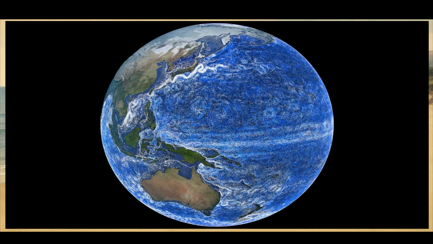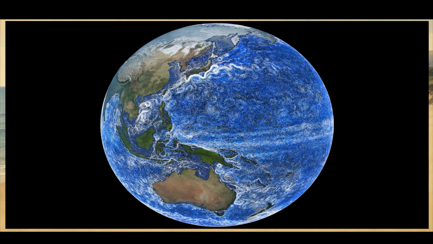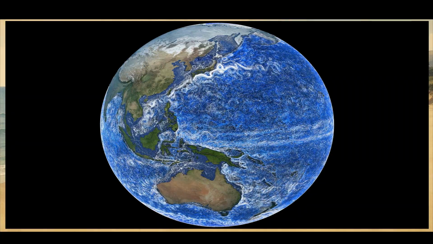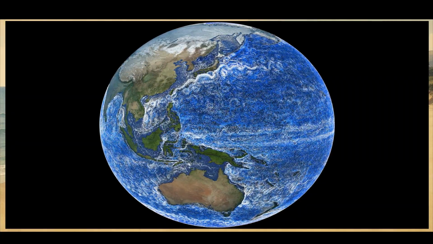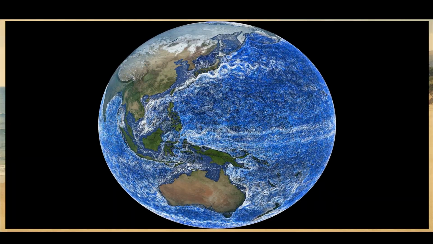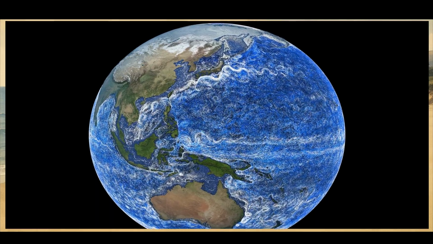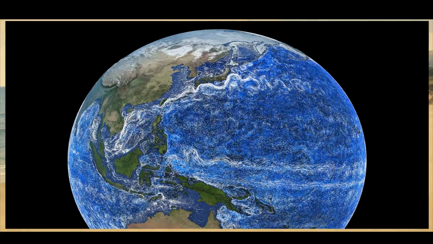boundary currents. In this visualization, the currents closer to the surface are white, and the deeper currents are blue, almost like you're seeing those deep currents through the top layer of water. But what's causing all this motion? And what makes some water rise and some water sink? Let's take a look.